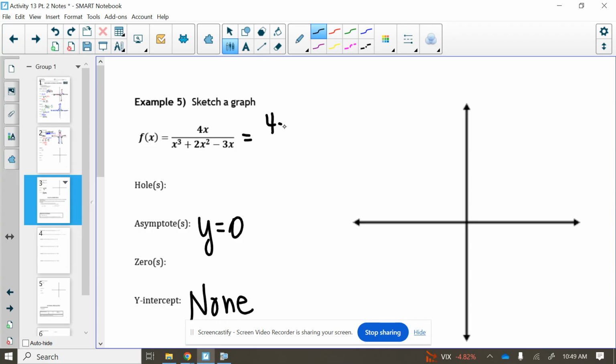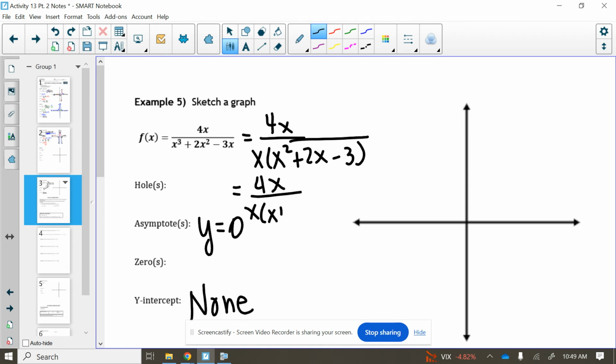And then factor to find our remaining pieces, we'd have x cubed plus 2x squared minus 3x, which, again, we could factor a little bit further to be x, x plus 3, and x minus 1 as those factors. Now this time we are going to have a hole that cancels out at 0.